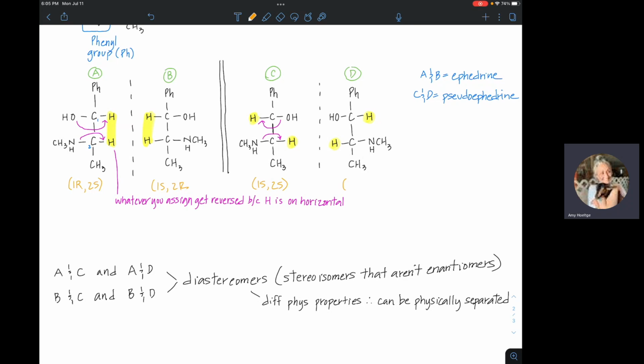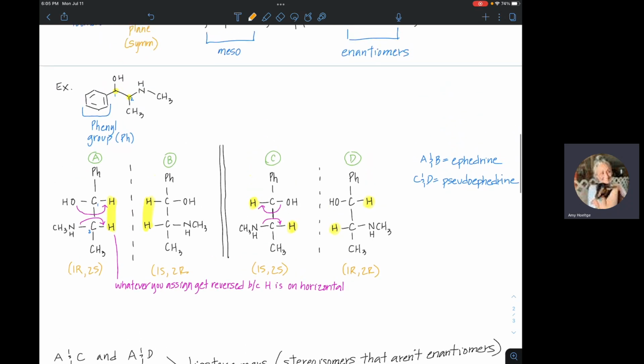Most people just say it's easier to assign configuration, find out where the lowest priority group is, and just give it the opposite instead of redrawing the whole molecule. The diastereomer of A and B would be C and D, right? The enantiomer of C would be D. So all I have to do is reverse the configuration. So that would be 1S, 2S pseudoephedrine, or 1R, 2R pseudoephedrine. So that's how you would assign configuration using a Fischer projection.